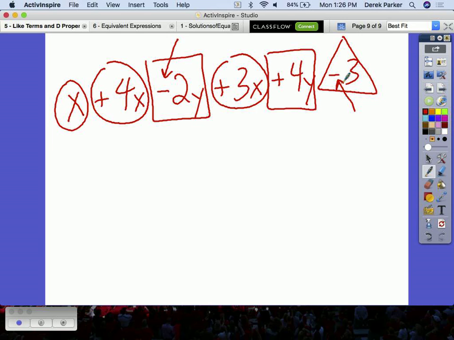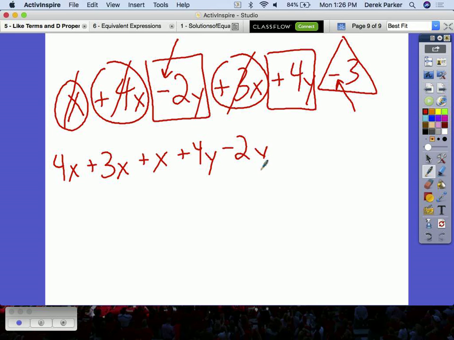Now I'm going to rewrite it, and I'm going to put it in order from least to greatest per variable. 4x plus 3x plus x plus 4y minus 2y minus 3. As you can tell, that sign stayed with it. That is why when I square and circle off my terms, I keep the sign with it. That is just easier for me to remember. 4 plus 3 plus 1, 8x plus 2y minus 3.